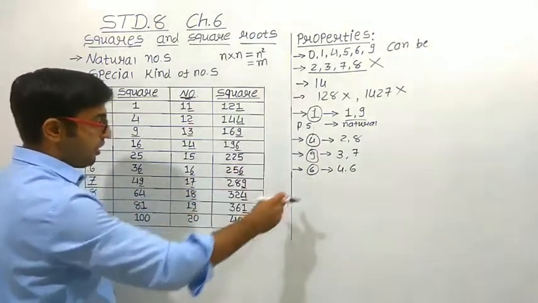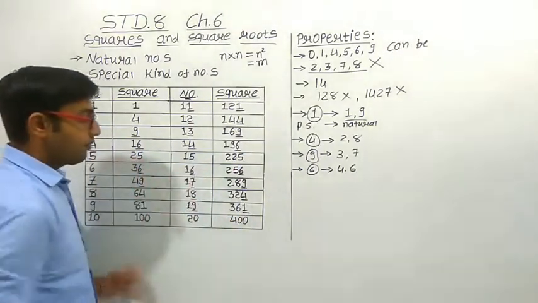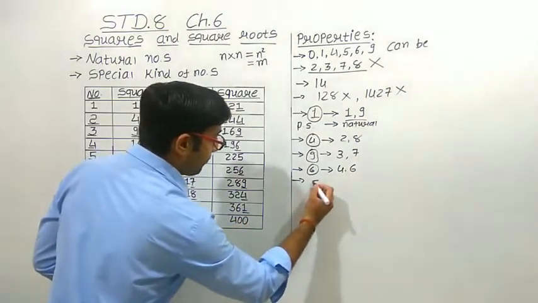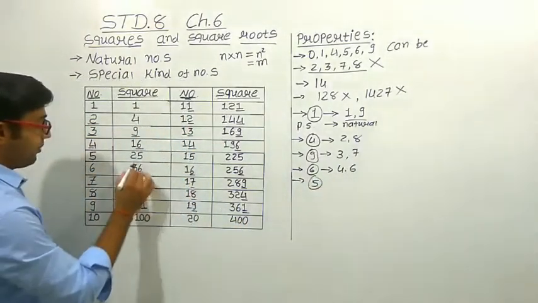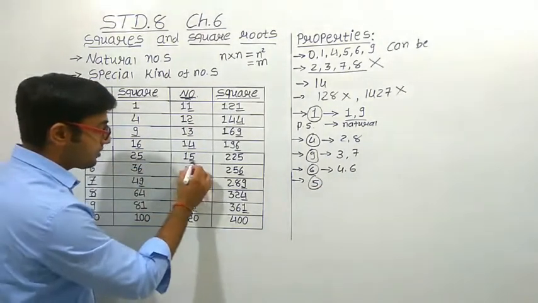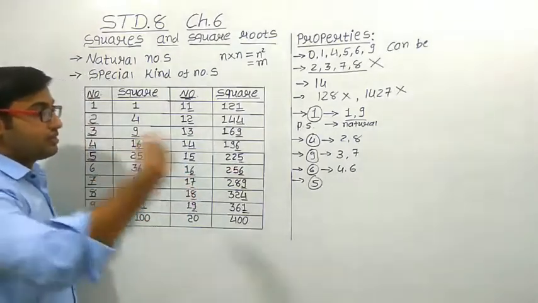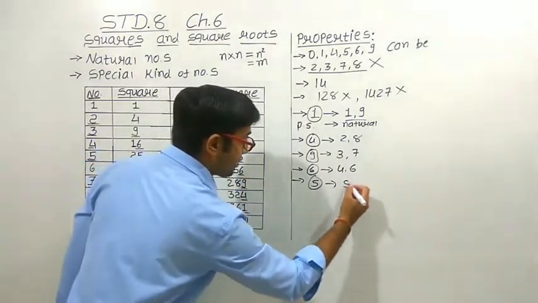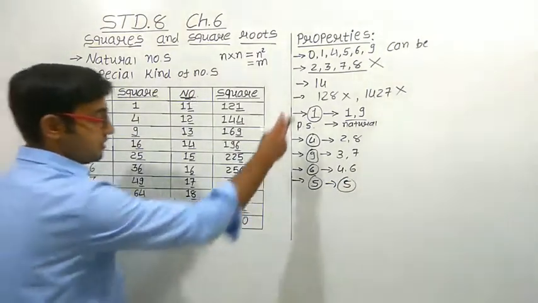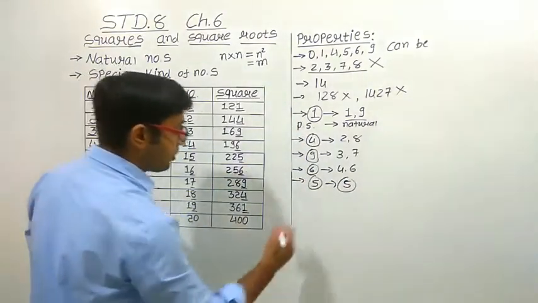So this is the property we observe from this table. Or which number will remain? 5. For 5, there is only one number. If there is a 5 in the unit place, the perfect square number also has a 5 at the unit place. Right? So these are some of the properties that we have observed.